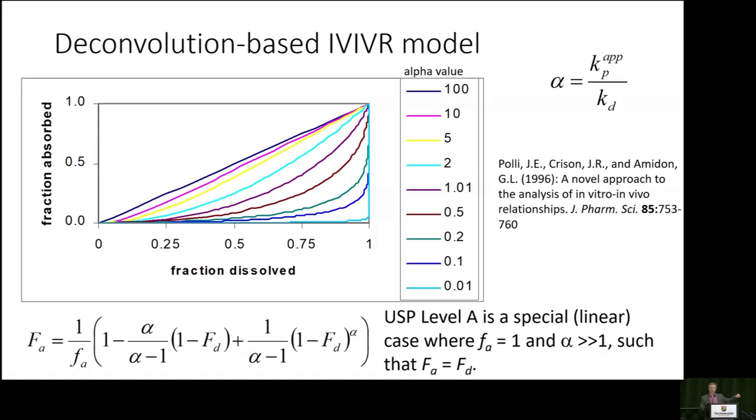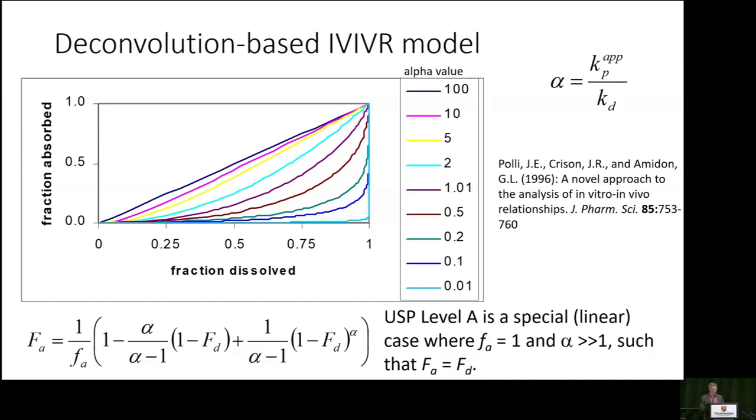If you isolate those, what you get at the bottom there is fraction absorbed as a function of fraction dissolved, and that increases. The nature of that relationship depends upon this alpha term, which is simply the ratio of the permeation step to the dissolution step, those two rate coefficients. The line of unity is a classic USP level A, where as the drug dissolves, it gets absorbed because it's dissolution rate limited, i.e. alpha is a very large value.